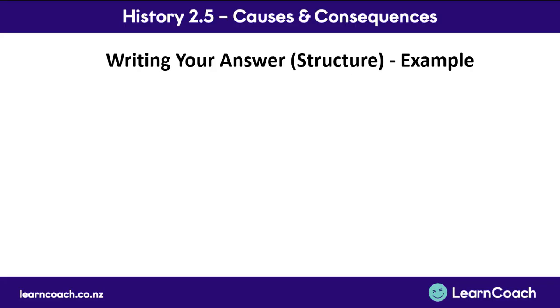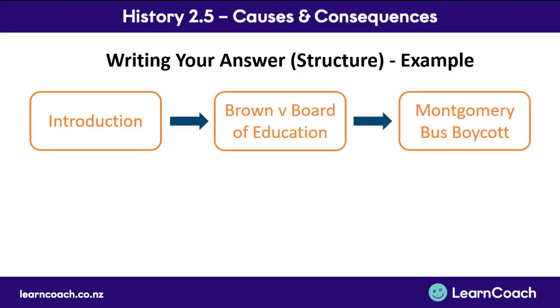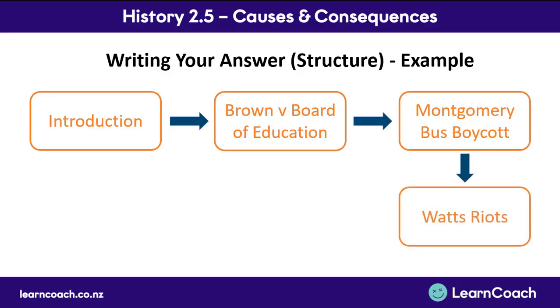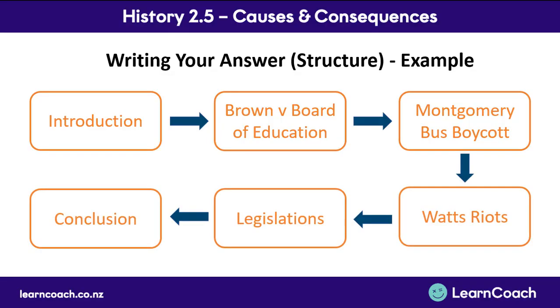So here is an example using the Civil Rights Movement. Starting again with the introduction, then the Brown versus Board of Education, then the Montgomery bus boycott, then the Watts riots, then the legislations, and then finally the conclusion, reiterating again the riots were negative and the legislations were positive, just in case they ask for positive and negative consequences instead of the long-term and short-term.